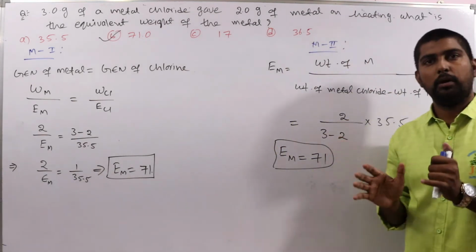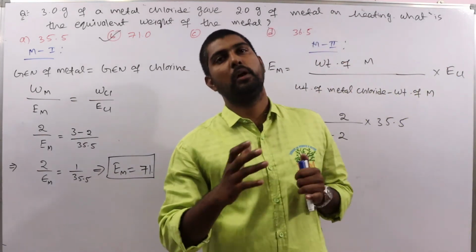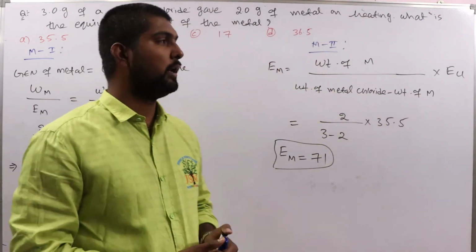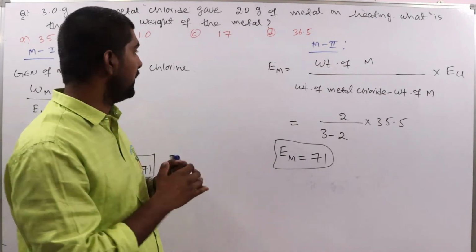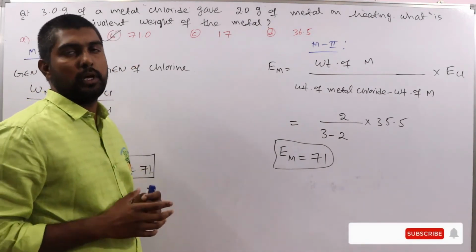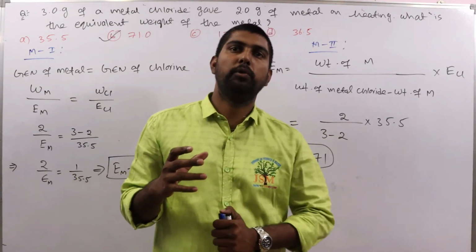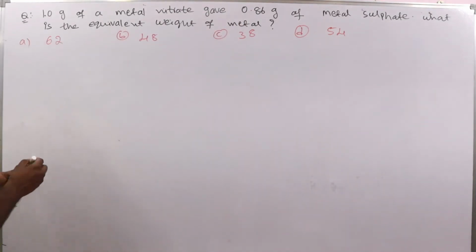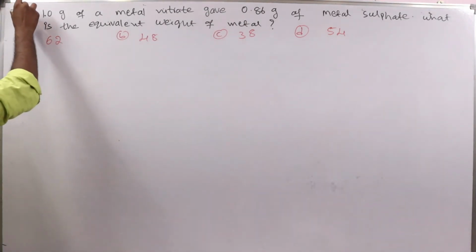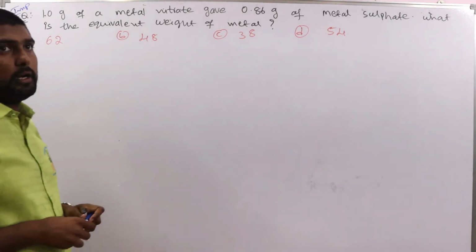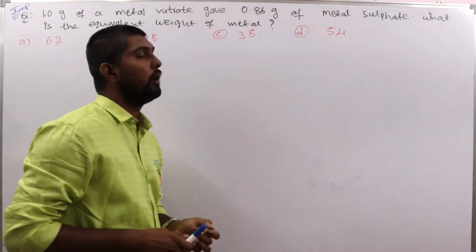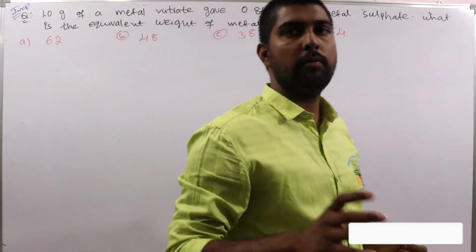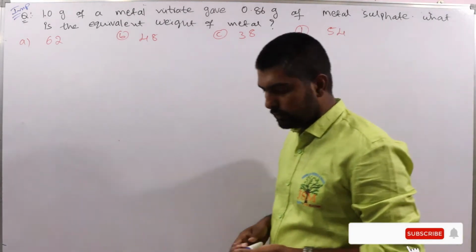Clear? This type of problem is very important, whether it is metal oxide or metal chloride. In the same manner, if metal bromide or metal hydride is given, this is the procedure everywhere. Now let us see one more very important model problem: 1 gram of a metal nitrate gave 0.86 gram of metal sulfate. What is the equivalent weight of the metal? Very important, see how to solve this one.